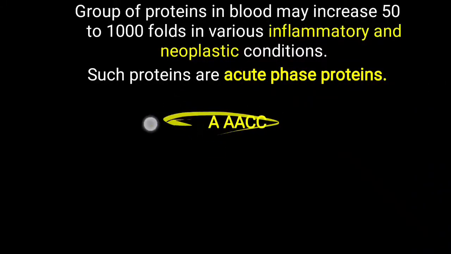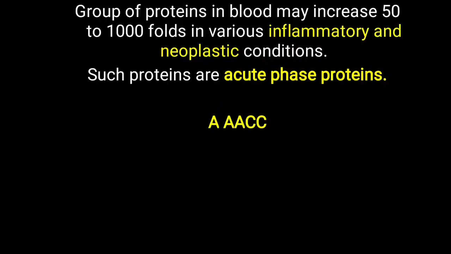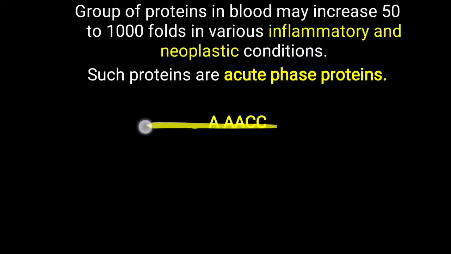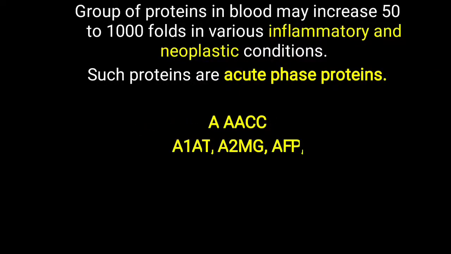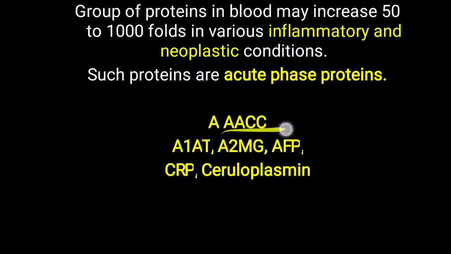Simple, one mnemonic, that is AACC. AACC, simple, that is also the American Association of Clinical Chemistry, and from that one mnemonic AACC you can remember examples of this acute phase protein. So 3 A's are there, meaning alpha 1 antitrypsin, alpha 2 macroglobulin, as well as alpha fetoprotein, as well as 2 C's, meaning C reactive protein, as well as ceruloplasmin.